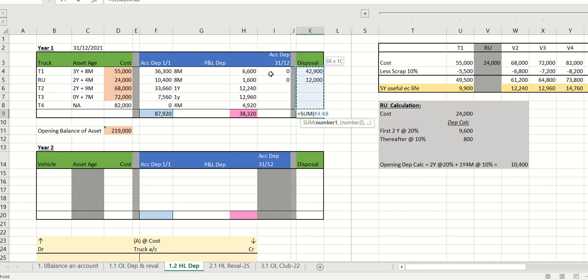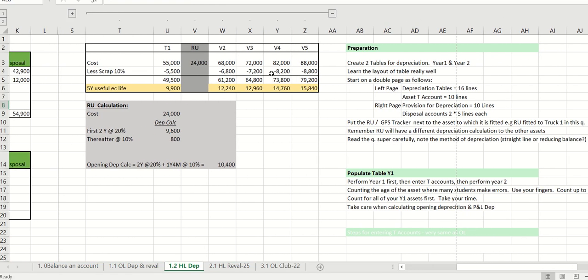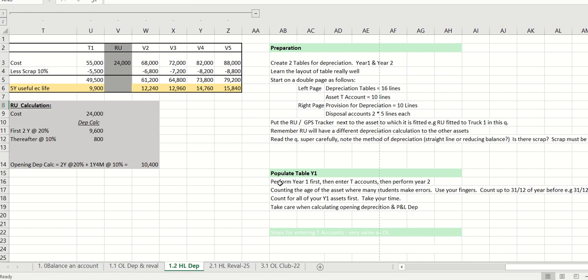Okay, so we got rid of vehicle 1 and the RU. Then I am also going to calculate my closing depreciation for the assets that I kept, because if I sell any of those in the next year, I'm going to need that information. So I just fire that in there for the moment. And that is our table 1 completed for year 1. So let's just take a pause here and see where we're at. Perform the year 1 table first, and then we'll enter it, and then we'll do year 2.